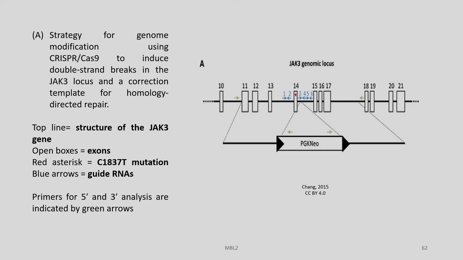A strategy for genome modification using CRISPR-Cas9 to induce double-strand breaks in the JAK3 locus and a correction template for homology directed repair is shown in this diagram. In the top line, we can see the structure of the JAK3 gene, where the open boxes represent the various exons and the red asterisk is the C1837T mutation. The blue arrows show the guide RNAs, and the primers for 5 prime and 3 prime analysis are indicated by the green arrows in this diagram.